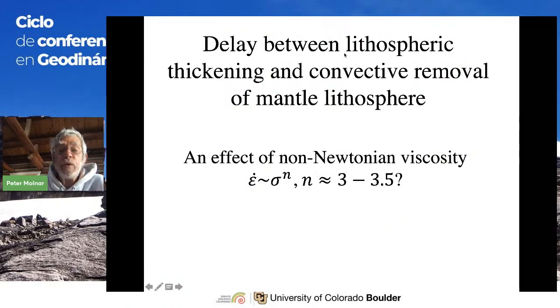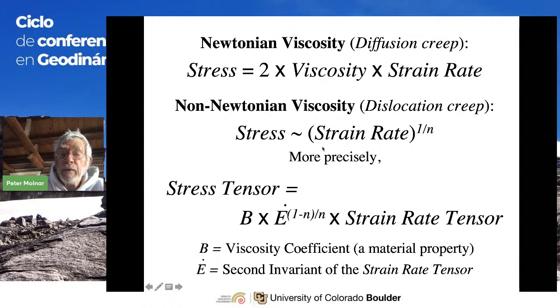So a delay between lithospheric thickening and convective removal. And I'm going to argue that this is because of non-Newtonian viscosity. Remember this relationship, this simple relationship, that the strain rate varies as stress raised to some power n, where n is of order 3 to 3.5. Okay, I'm going to use this in a simple argument, a bit of mathematics, but not complicated.